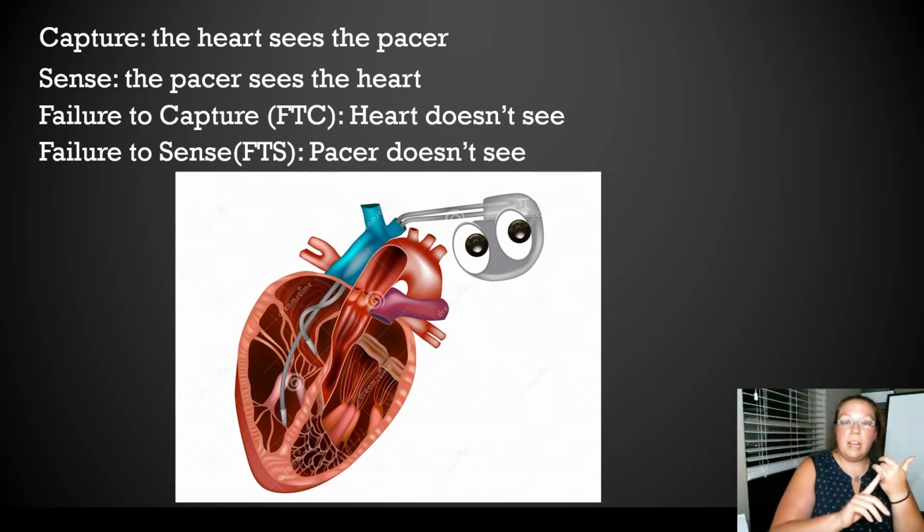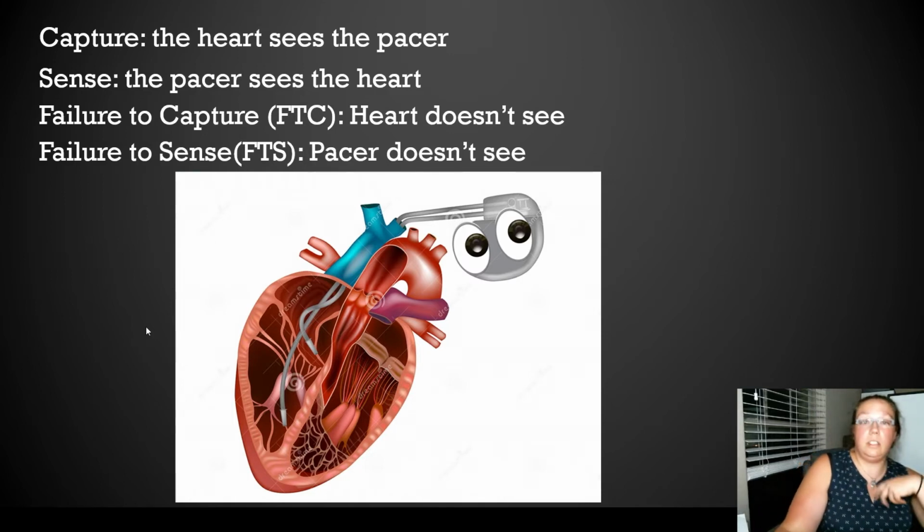So failure to capture, the heart is not capturing that electrical activity, that electrical activity is not enough for the heart to capture that, to throw a beat. And failure to sense is when the pacemaker does not see that the heart is doing its thing on its own.